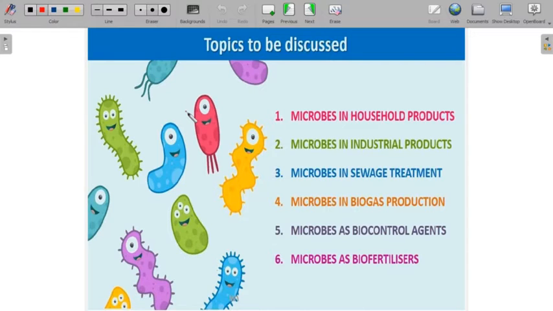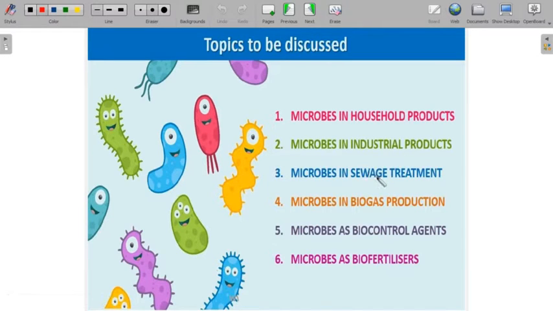The common thing we have to discuss here is that microbes are omnipresent. They are present everywhere, and they have a high degree of adaptability. They can live everywhere. Since microbes are everywhere, how are we deriving essential products from them? Microbes in household products: where are microbes used at home, and what benefits do we derive from them? Microbes in industrial products: how microbes are used in industries, especially the fermentation industries.